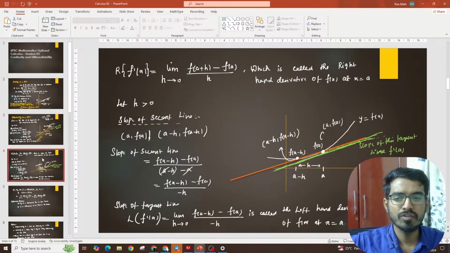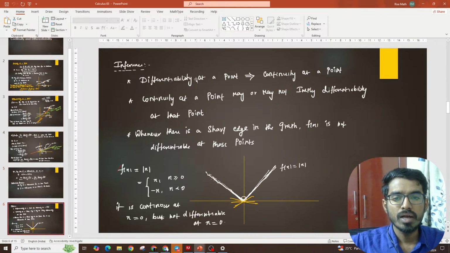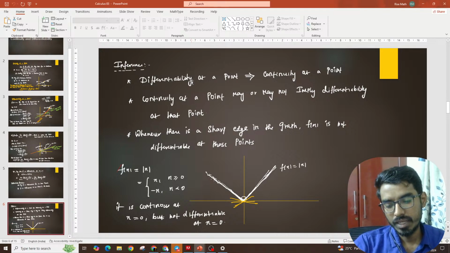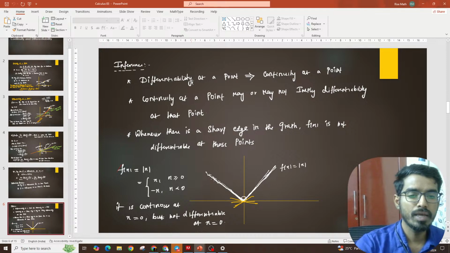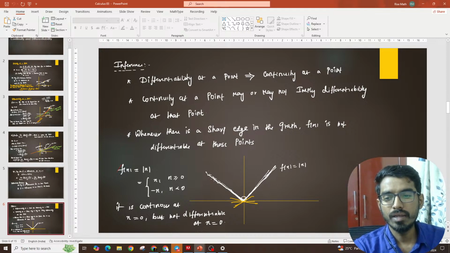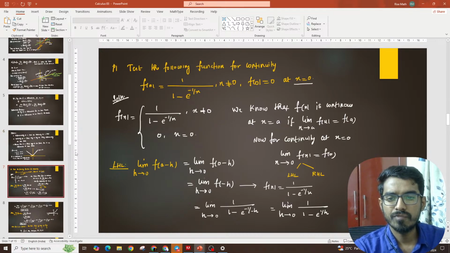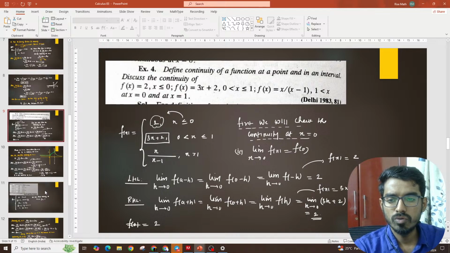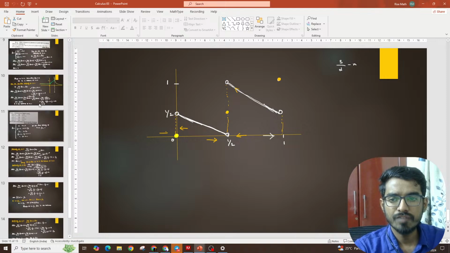And differentiability we have defined. So L f'(a) and R f'(a), both have to be equal for the function to be differentiable at that point a. And then we also gave examples that differentiability at a point implies continuity at that point, but continuity at a point does not imply differentiability at that point, right? That also we have defined. After that, we solved the first problem, problem number 2, and problem number 3. So we have solved three problems as of now.